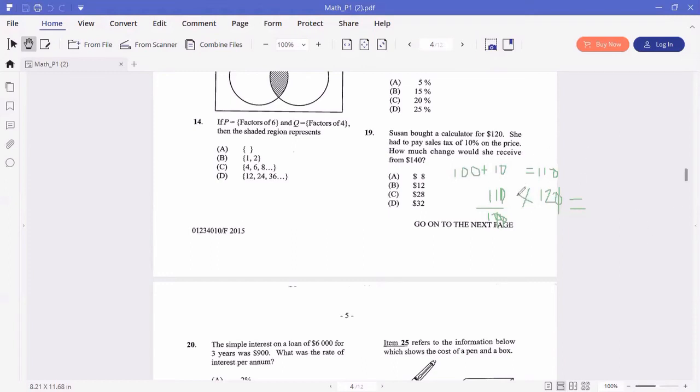So that should be $32 thereabout. No, 32, that would be 132, rather. So in all, 10% would be $12. So that means in all, she paid $132 for the calculator. Now, if she gave them $140, she should get back a value of $8 in change. So therefore, my answer would be A.